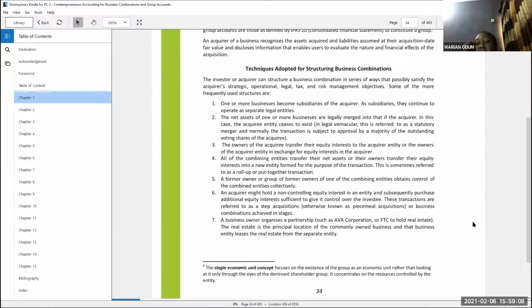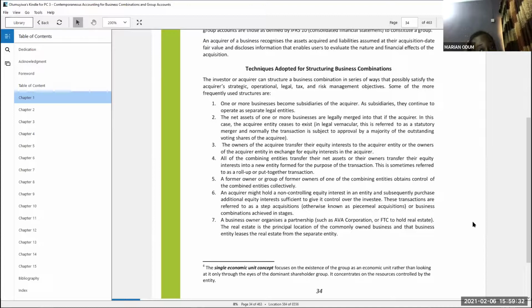2, the net assets of one or more businesses are legally merged into that of the acquirer. In this case, the acquiree entity ceases to exist. In legal vernacular, this is referred to as a statutory merger, and normally the transaction is subject to approval by a majority of the outstanding voting shares of the acquiree.